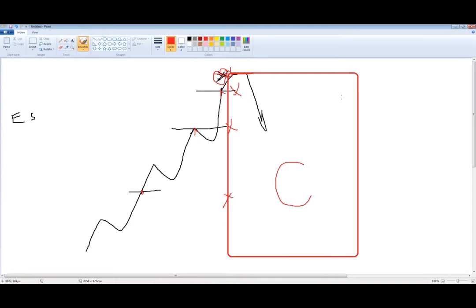2044. I think I was off by a point or two, but the 2044 level here was the top of the ES. Now Monday comes, the market hovers.